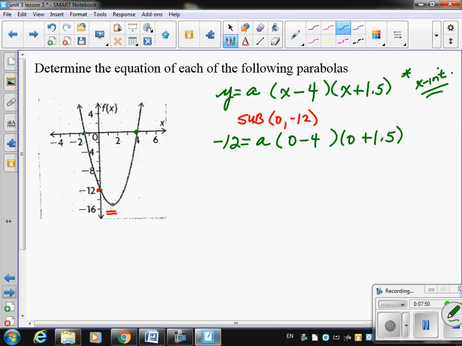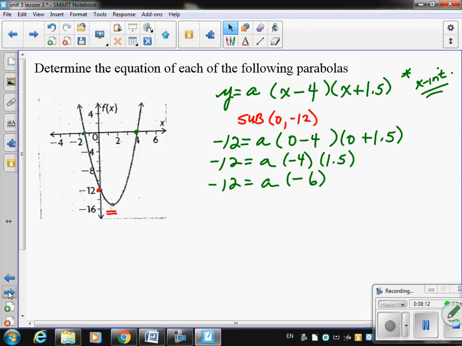I'm going to tidy up my brackets next. Negative 12 equals a times 0 subtract 4 is negative 4. 0 plus 1.5 is 1.5. I would like to do the multiplication first. Negative times a positive is a negative, and 4 times 1.5 is 6.